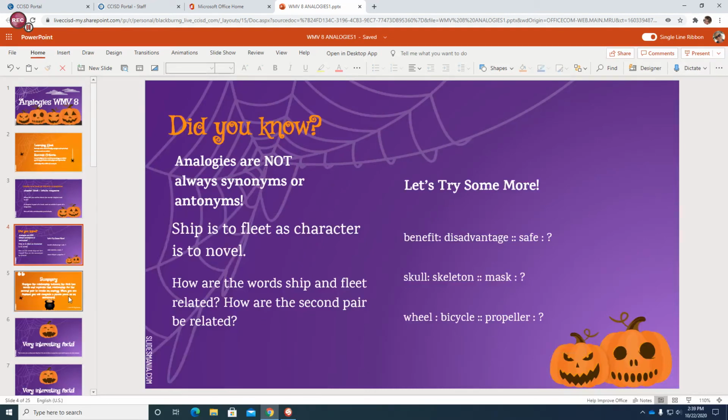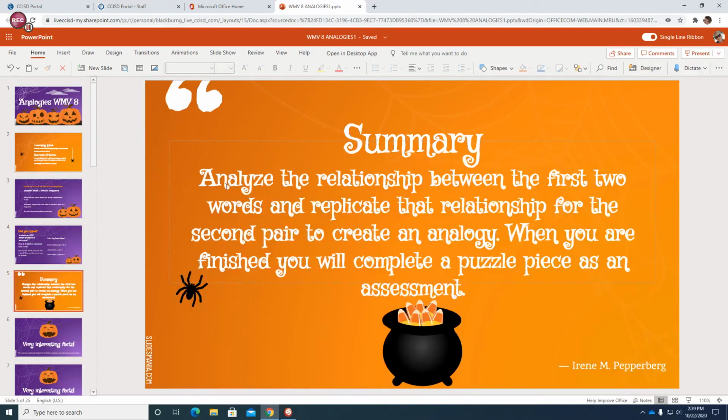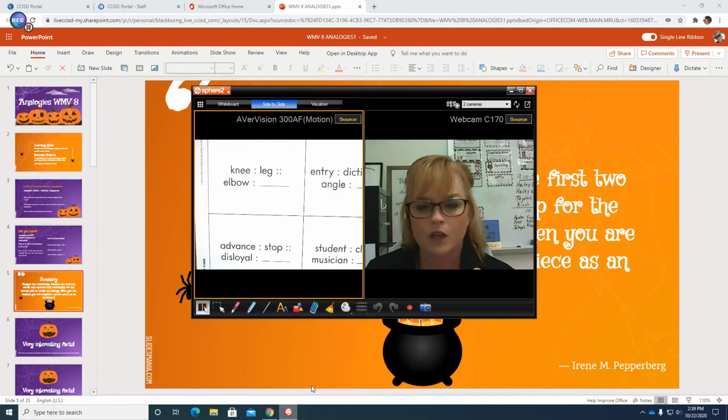Fabulous. All right. In summary, you analyze the relationship between the first two words and replicate that relationship for the second pair to create an analogy. When you're finished with this video, you're going to complete a puzzle piece as an assessment on Schoology. Good luck, and don't forget, it's really important to look at the relationship between the first two words.